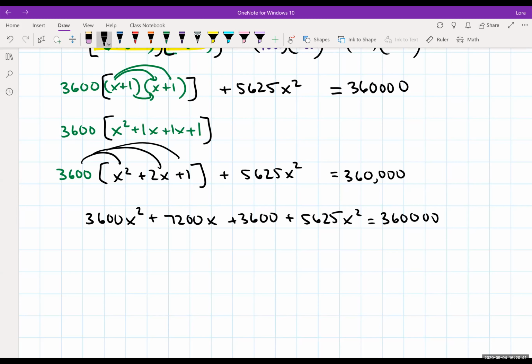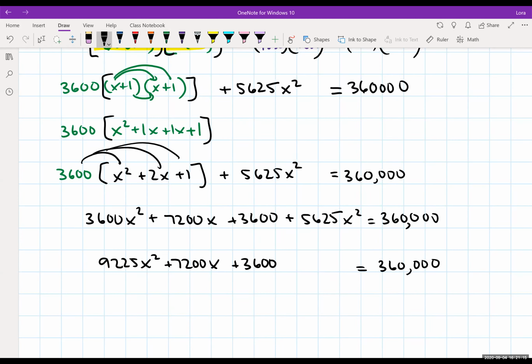If you need to, you can put a comma to remind yourself. I'll combine like terms. Looks like the x squared terms. So I'll use my calculator, 3,600. I mean, I'm already working so hard with the algebra, might as well simplify my life a little bit. 5,625 plus 3,600 gives me 9,225 x squared plus 7,200x plus 3,600 equals 360,000.